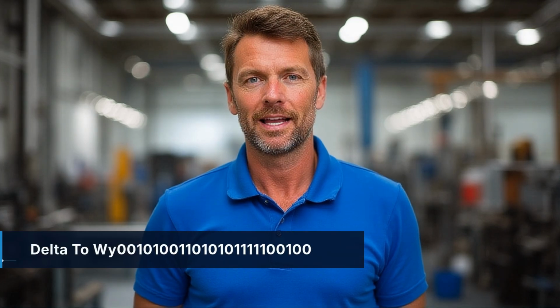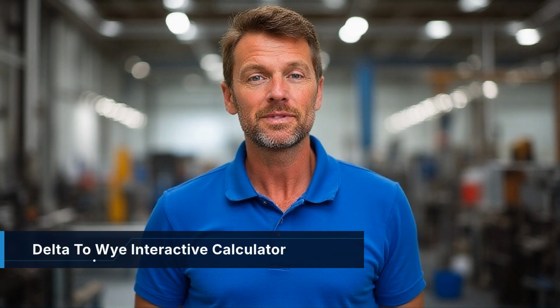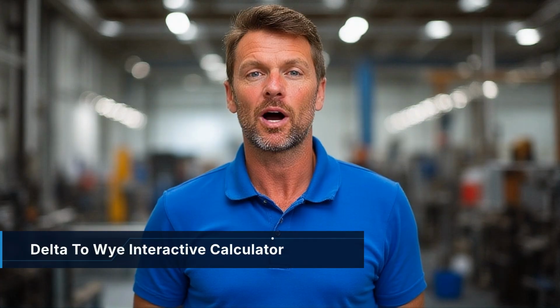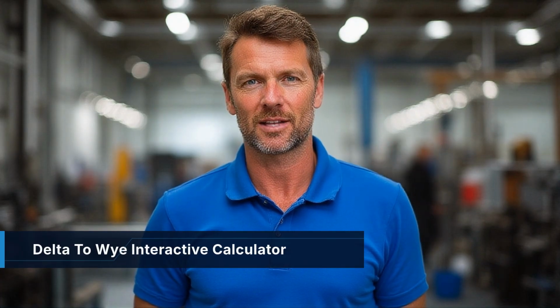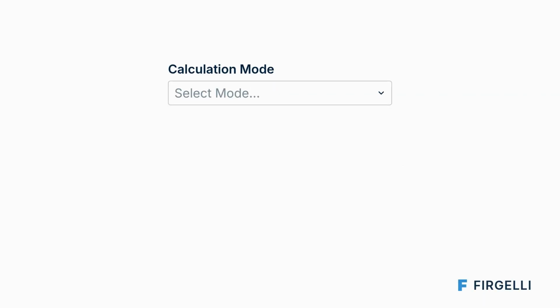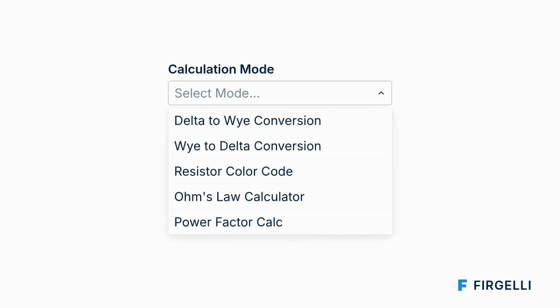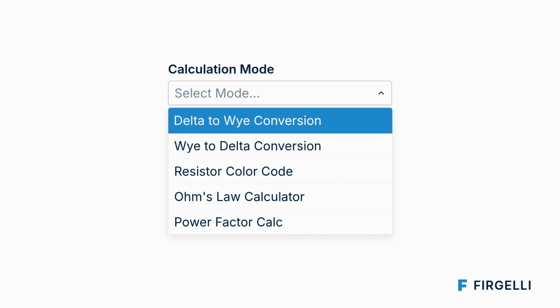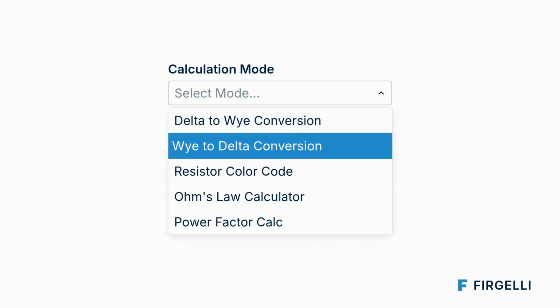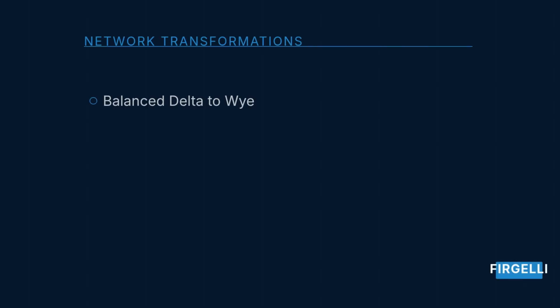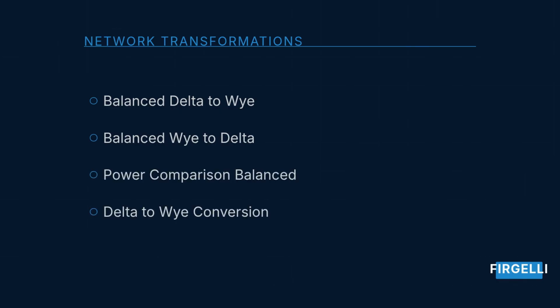The delta to Y interactive calculator transforms impedance values between delta and Y configurations in three-phase electrical systems. This calculator has a drop-down menu for calculation mode with 5 options: delta to Y conversion, Y to delta conversion, balanced delta to Y, balanced Y to delta, and power comparison balanced. For this demonstration, I'm using delta to Y conversion.